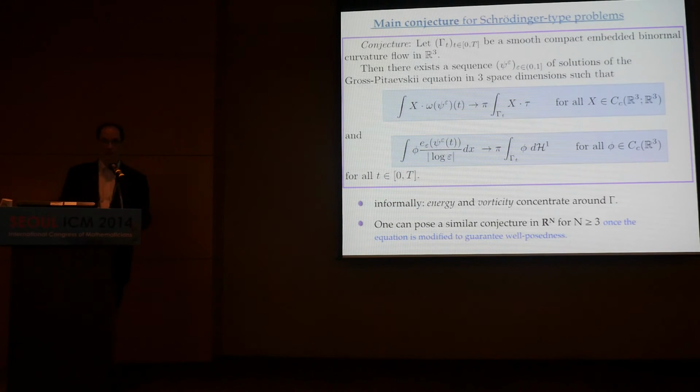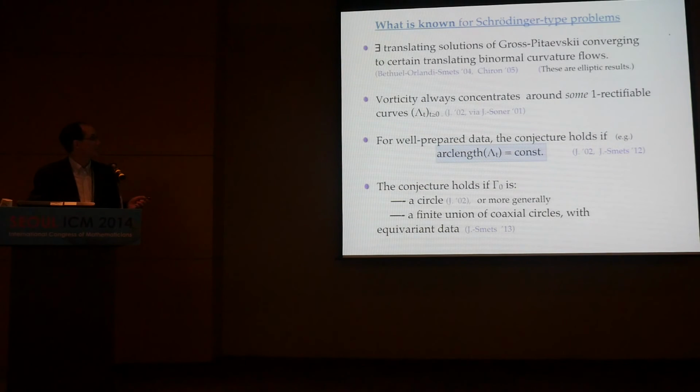Okay, one can pose similar conjectures in arbitrary dimensions. This is hard enough, actually. This is quite hard, as far as we know. Okay, so there are some partial results, which I'll describe. And so first of all, there exist translating solutions of both families of equations. There exist translating solutions of the binormal curvature flow and of the Gross-Pitaevskii equation.